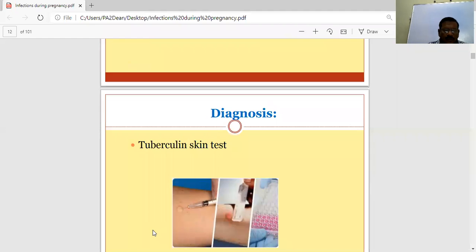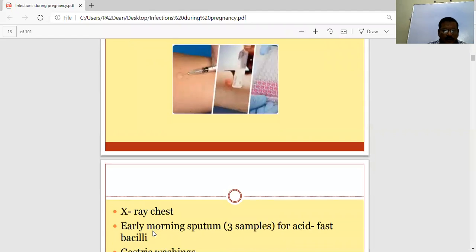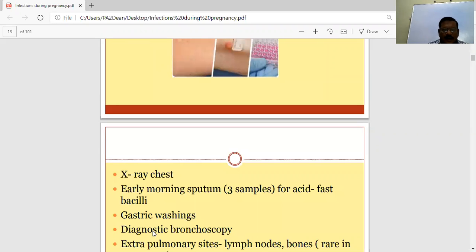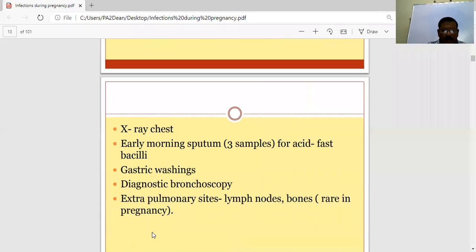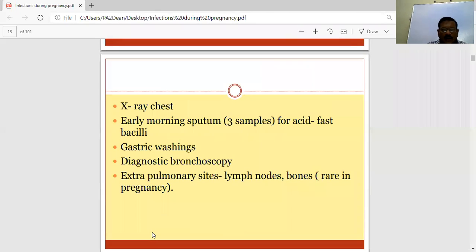To diagnose, we have to do tuberculin skin test and X-ray chest, early morning sputum, 3 samples for acid fast bacilli, and gastric lavage and diagnostic bronchoscopy. Extrapulmonary sites like lymph nodes and bones are rare in pregnancy. So extrapulmonary involvement like lymph node enlargement and bony involvement is rare in pregnancy.